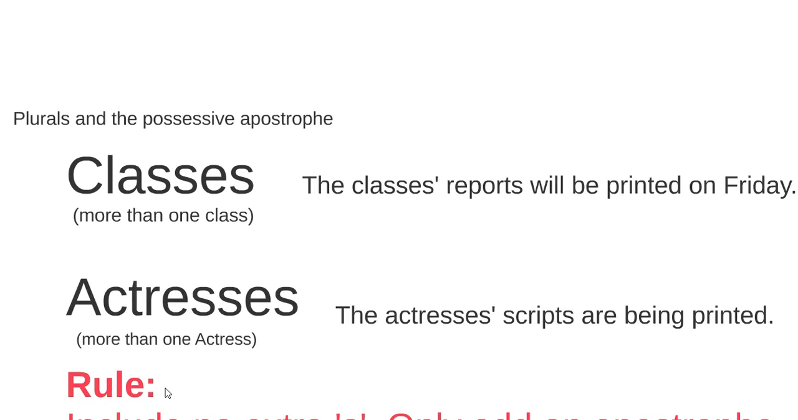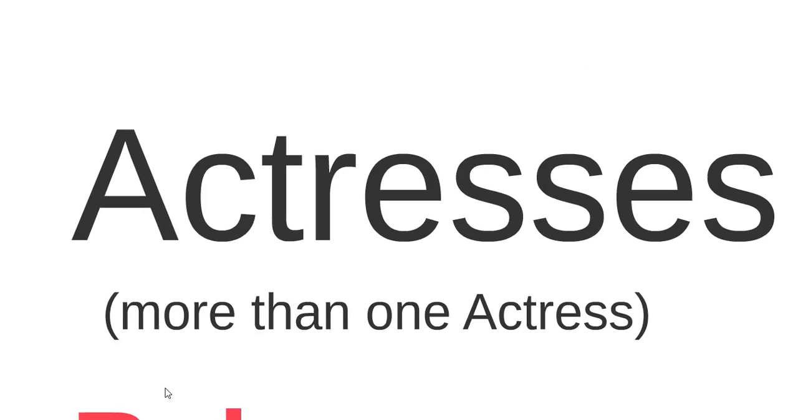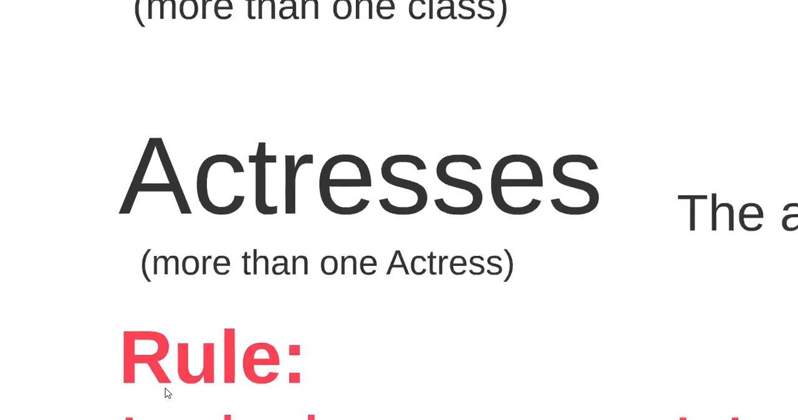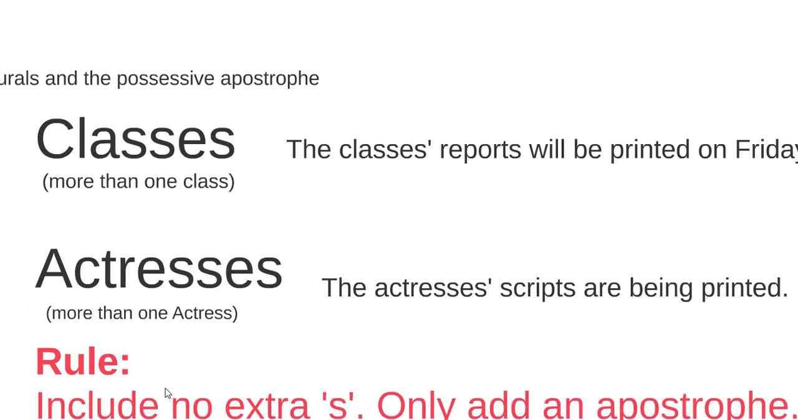Finally, we occasionally need to show ownership of a plural. So for instance, show ownership where there is a group of classes, or there is a group of actresses, more than one actress. The rule in this scenario is do not insert an extra S, only add the apostrophe. Let's look at these examples.